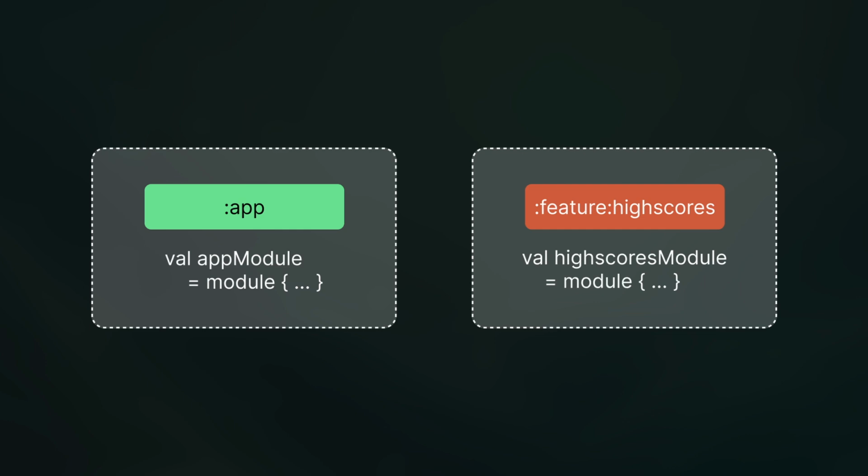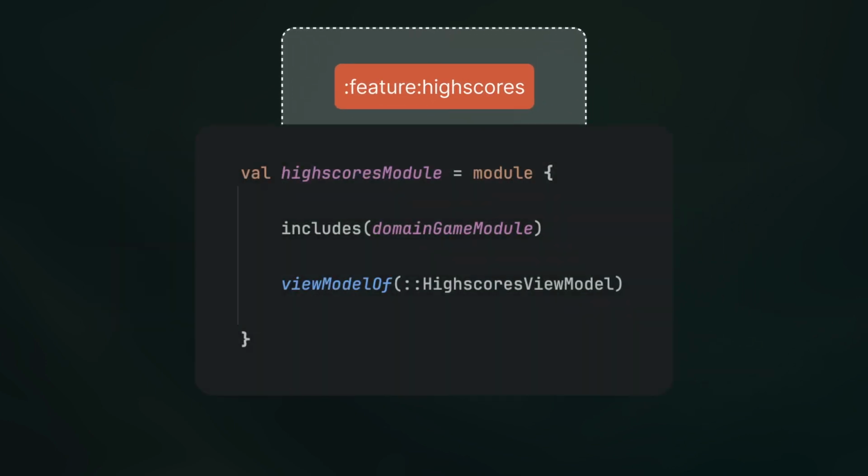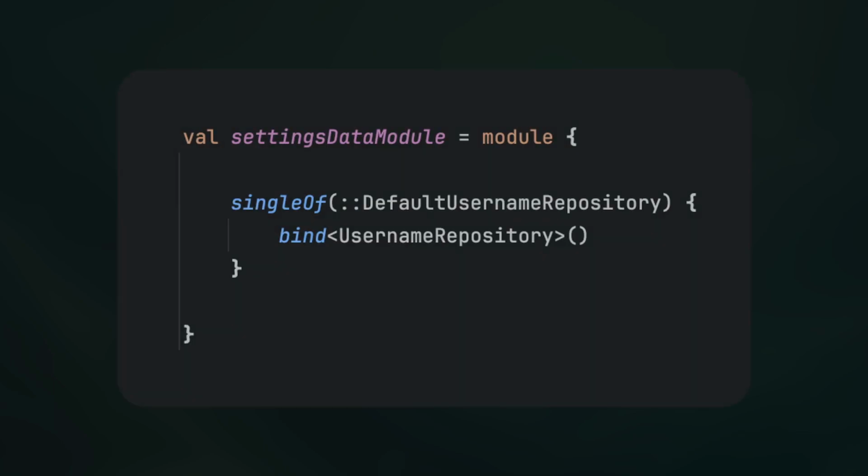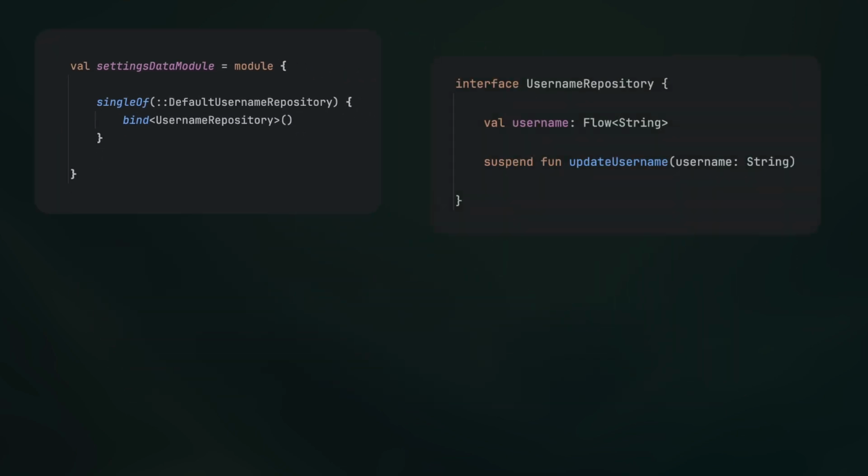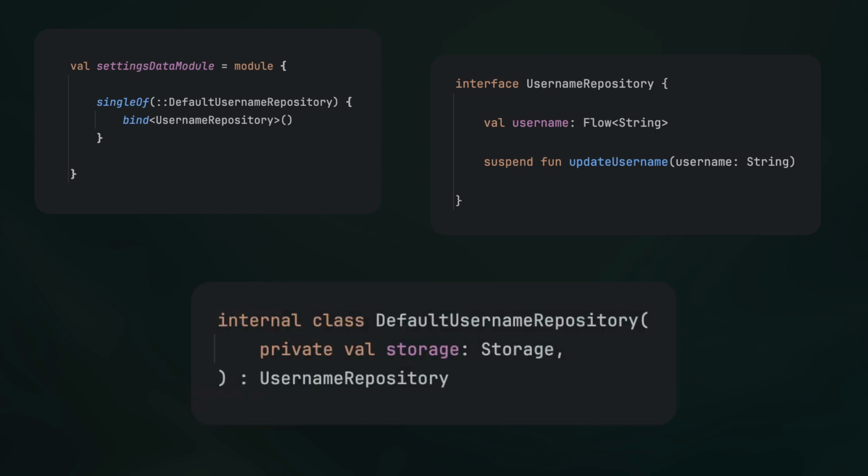So here's the core idea. Each module in the project declares its own Koin module. These Koin modules define the dependencies that its module provides while still only exposing the public interfaces and classes of that module. For example, here you can see that the Koin module for the settings data module is providing an implementation of username repository, which is a public interface available from that module. Default username repository is internal to the module and cannot be accessed directly from any module depending on this one.